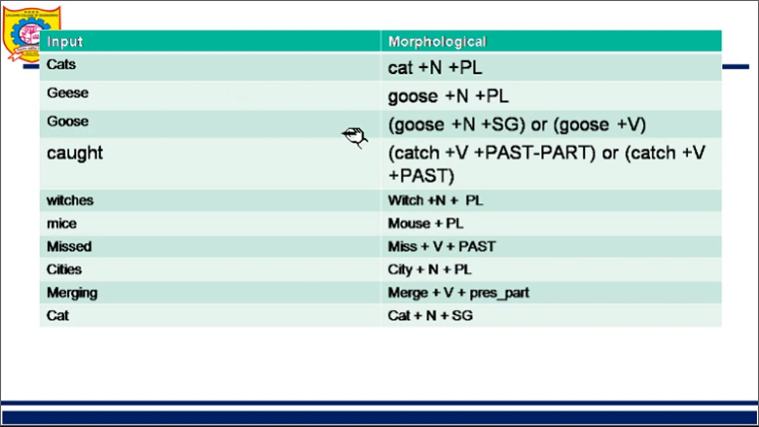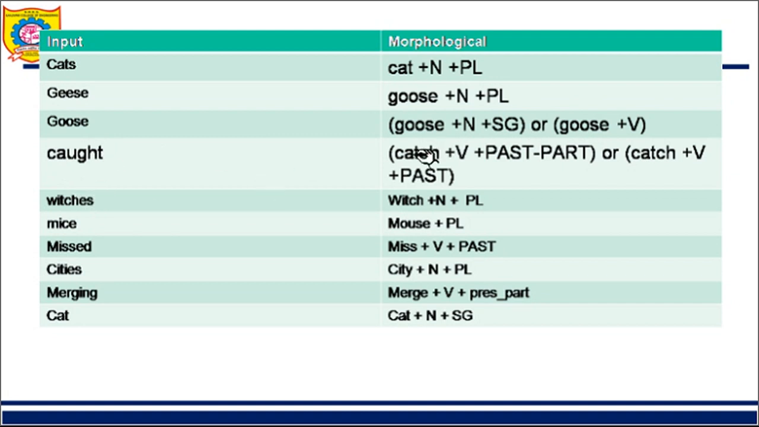Next, a single goose is given. So if a single goose is there, then what to do? Goose plus noun plus singular, right? This time it is not plural, it is a singular word, so SG is written over here. It can also be written as goose plus verb. Sometimes the activity done by a goose is also called goose, so it is a verb. When it is a verb, it does not have singular or plural, so nothing further is written.